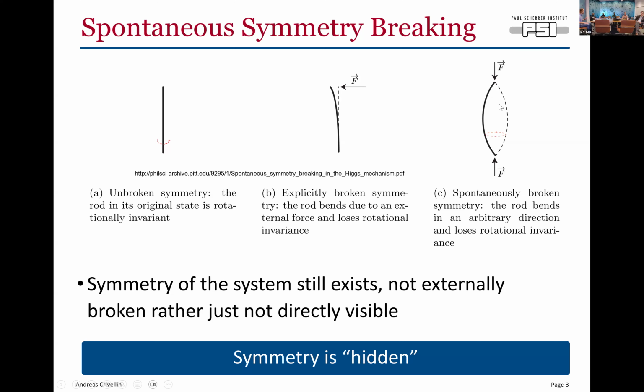But now what happens in spontaneous symmetry breaking is that you apply the force in the same direction as the rod. So the system is still rotationally invariant, but once you pass a critical threshold, the rod will bend. And then the symmetry is broken spontaneously. But the important thing is it could be broken in any direction. So if you consider the possibility that it could be broken in any direction, we recover the original symmetry. So the symmetry is in some sense still there. It's just not visible from the external system.